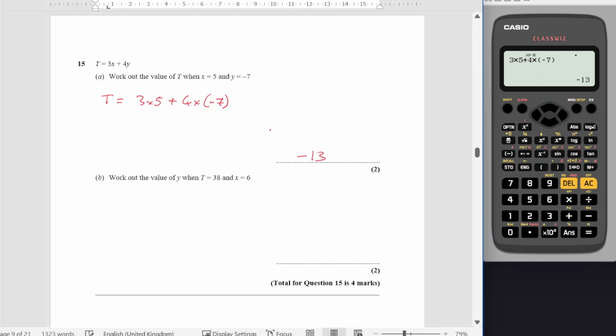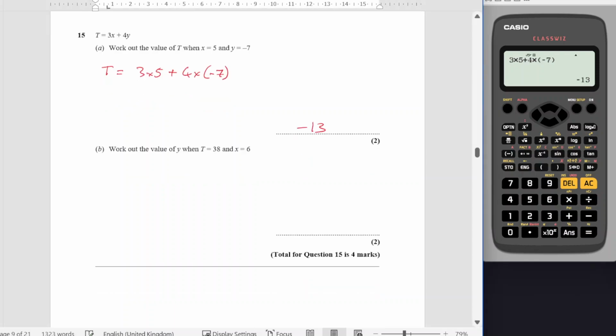Real common mistake is not putting your minus in a bracket. It doesn't really affect that one though.